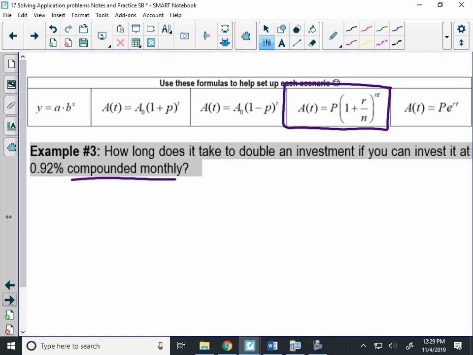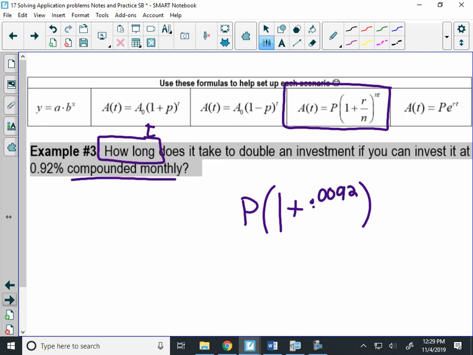What am I looking for though? Am I looking for P or am I looking for something else? I'm looking for T. When it says how long, that means I'm looking for the T. But I still don't know the initial value. So just put P for now. We don't know what that is. It's actually going to end up not mattering. Could I just put a random number? Don't put a number. I mean, you could, but let's do it this way to start, and then we'll talk about if we need a number. So P equals 1 plus, what's 0.92% for R written as a decimal?